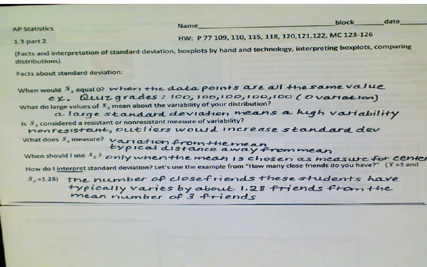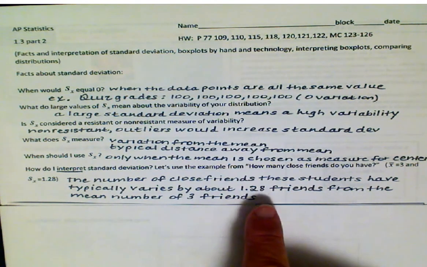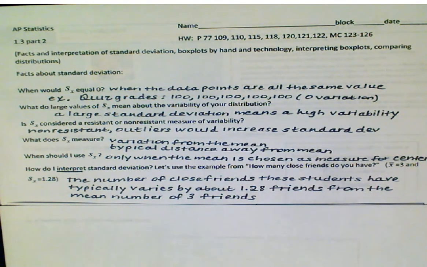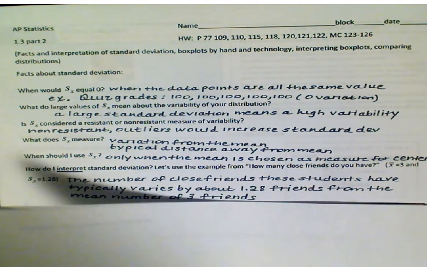So that's how you would interpret standard deviation. Make sure it's in context. And you always would say that it typically varies by the standard deviation from the mean number of, and all of it's in context.